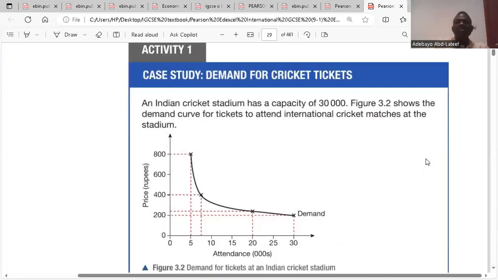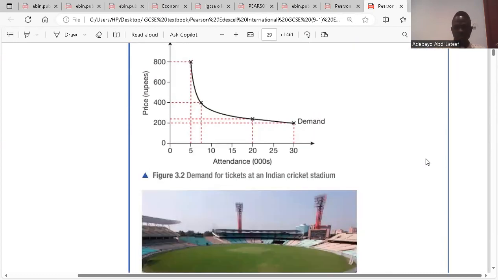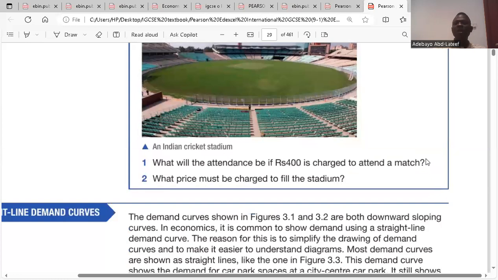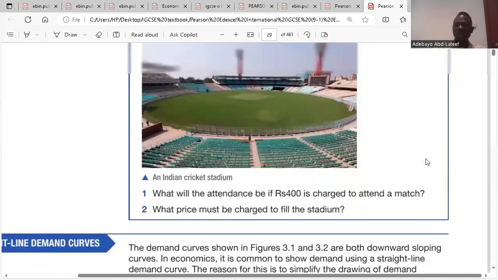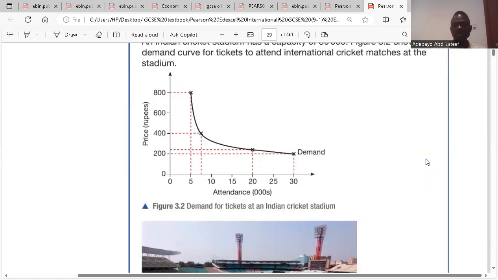They said an Indian cricket stadium has a capacity of 30,000. Are you there? The activity is here. This figure shows the demand curve for tickets to attend the national cricket matches at the stadium. So we just go down to the question. They said, what will the attendance be if 400 rupees is charged to attend the match? So go back to where 400 is. Based on the price, at 400, the quantity demanded will be 7.5. So that is 7,500 attendance.